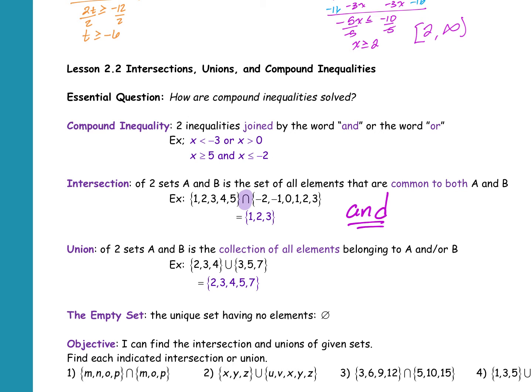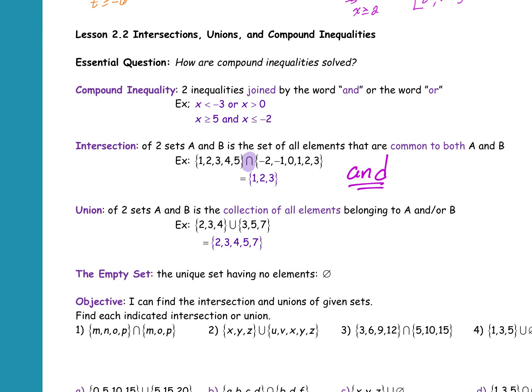And then a union of two sets, A and B, is the collection of all elements belonging to A or B. So everything in both sets, 1, 2, 3, 4 and 3, 5, 7, which is everything 1, 2, 3, 4, 5, and 7. Okay, and this is an or compound inequality. And how I remember the difference, just so you guys know, union has a U and it's upside right U. If it's not upside right, it's the other one, which is intersection. Does that help a little bit to tell the difference between the two?